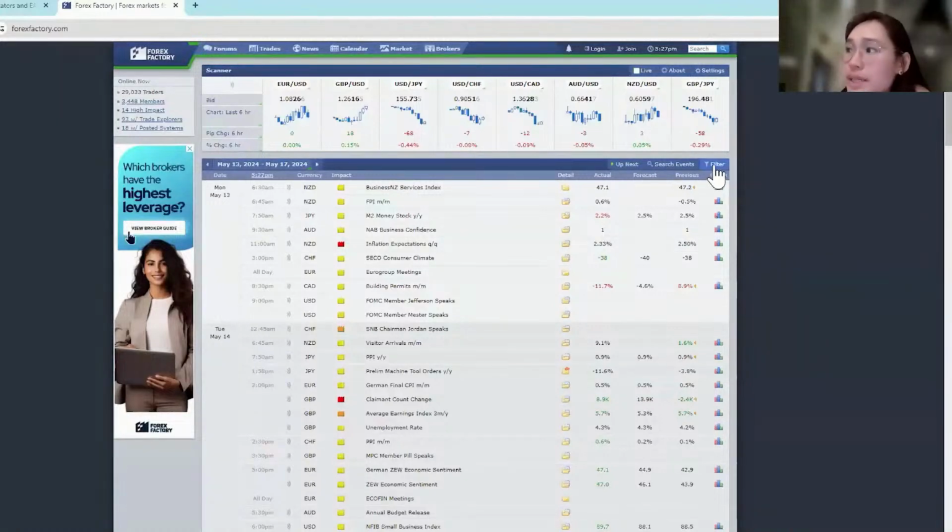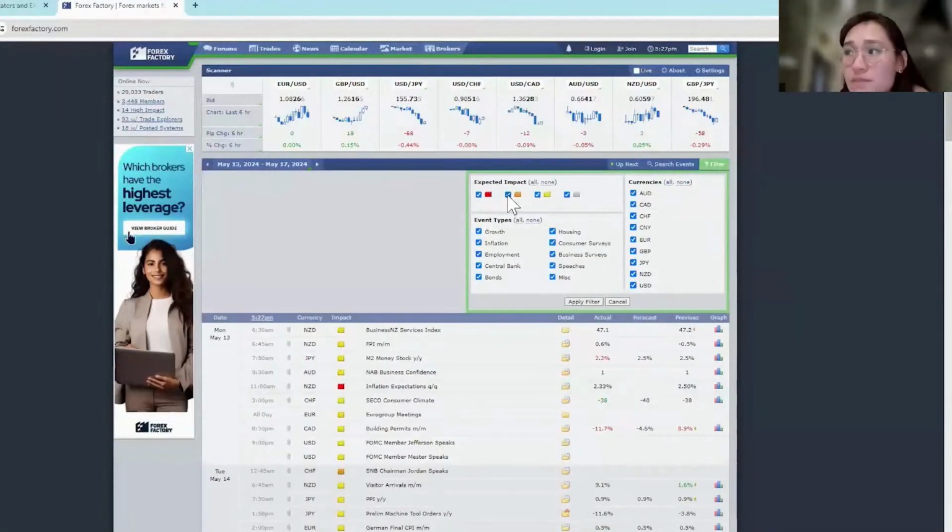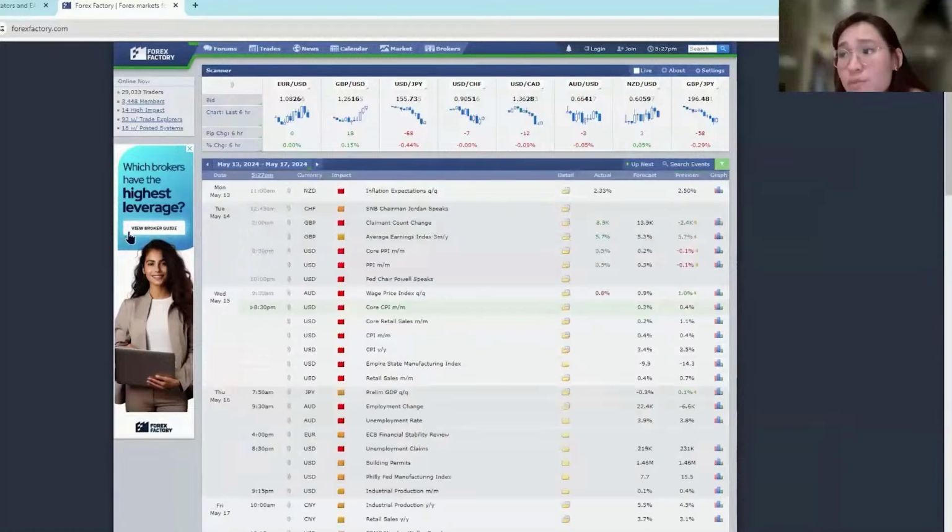Okay, so by clicking on this filter here, I normally like to look at the medium and high impact events that are indicated by this orange and red icon. Yellow is low impact, gray is bank holidays. So you can also look at the different currencies. You can narrow it down to just the currencies that you're trading and the different event types as well.